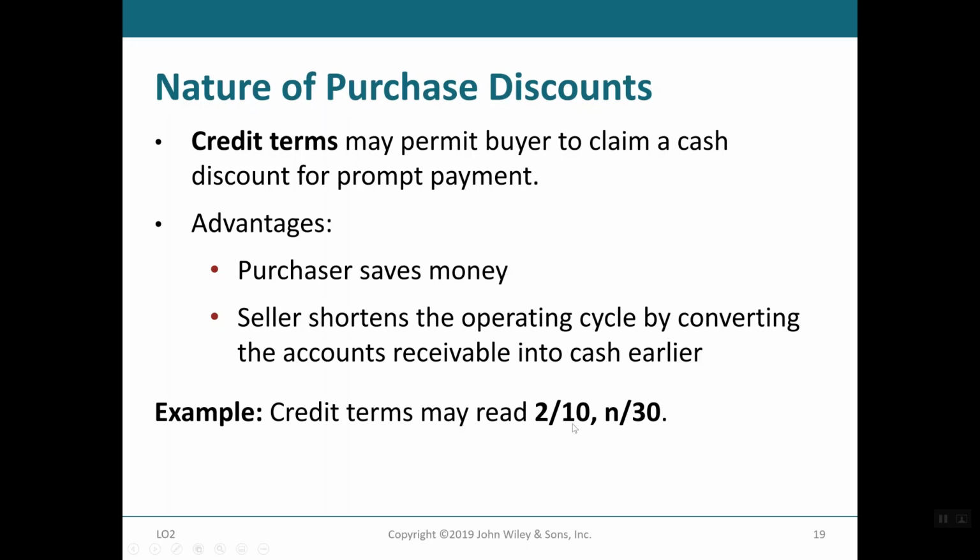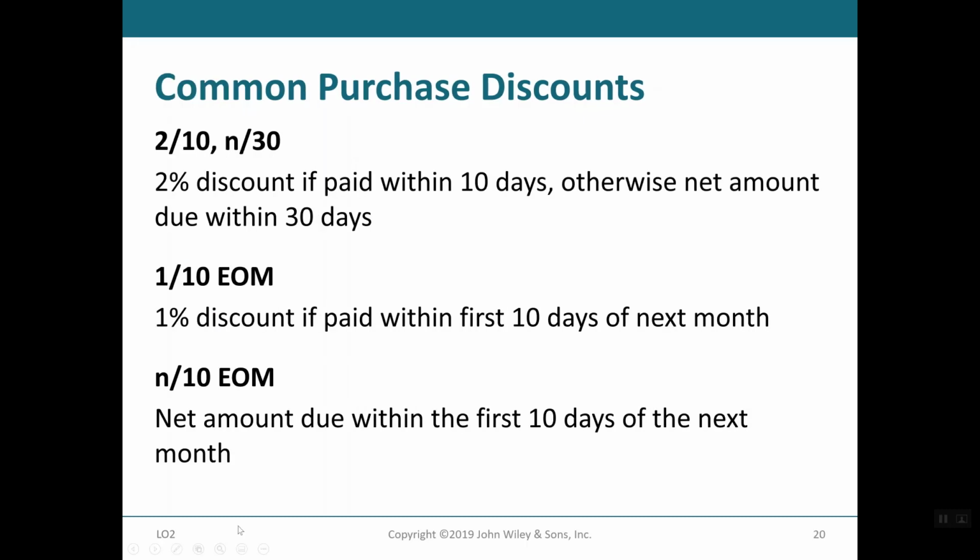So credit terms may read 2/10, n/30. It's saying you're going to get 2% if you pay within 10 days. If you don't, you don't get anything, but you have to pay within 30 days. Most businesses give you 30 days to pay when they sell to you on credit. So a common purchase discount we have is 2/10.